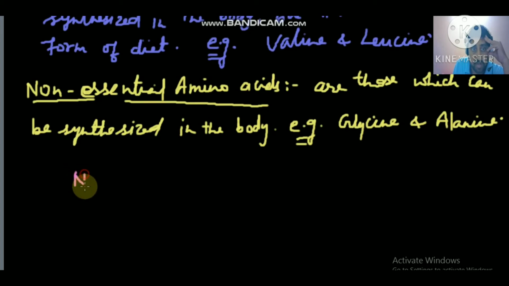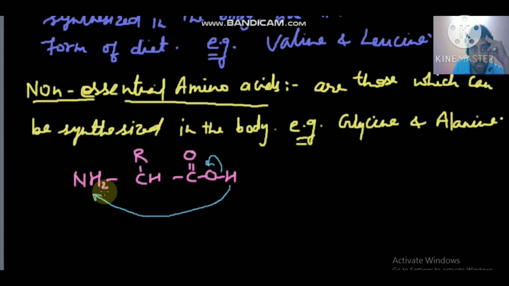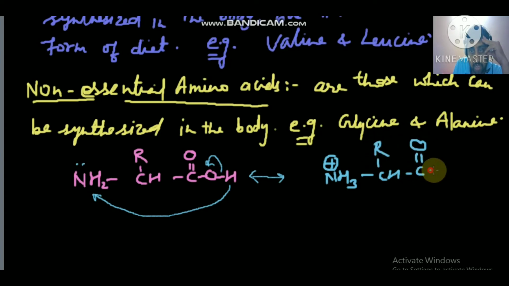You can see the example: NH2 part, CH, R, C double bond, OH part. Now here this H plus part will be shifted from one end of the amino acid to the other end, and then we are having this kind of dipolar structure, where one end is the ammonium part and the other end is the carboxylate part. Now this dipolar formation is called a Zwitter ion.